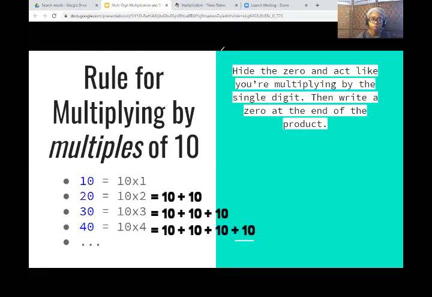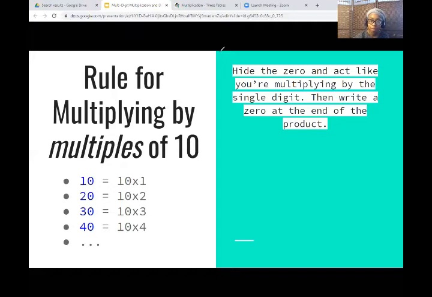Next rule is for multiplying by multiples of 10. When I say multiples of 10, I mean 10, which is 10 times 1, 20, which is 10 times 2, 30, 10 times 3, 40, 10 times 4, and so on. The numbers 1, 2, 3, and 4 are the numbers giving you the multiple of 10 because you're multiplying them by 10. So what's the rule? Hide the 0 and act like you're multiplying by the single digit, and then write the 0 at the end of the product when you're done.